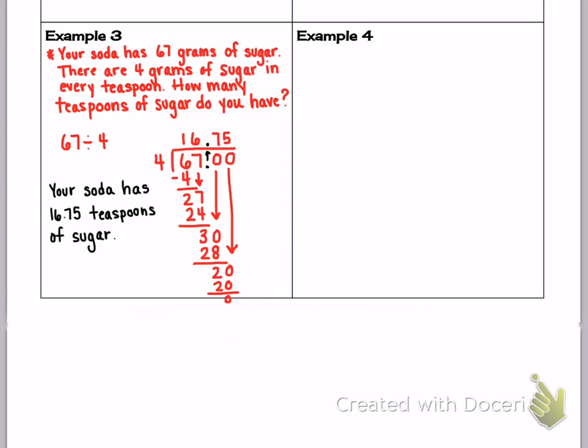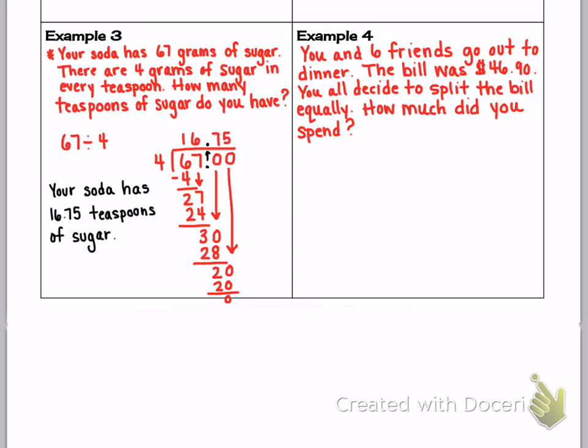All right, our last example. Okay, so you and 6 friends go out to dinner. The bill is $46.90. You all decide to split the bill equally. How much did you spend? All right, so in this problem, we know that we're going to take the $46.90 and divide it equally among how many people are there. Here's the tricky part of this problem. This says you and 6 friends. So you need to realize that that's actually 7 people.